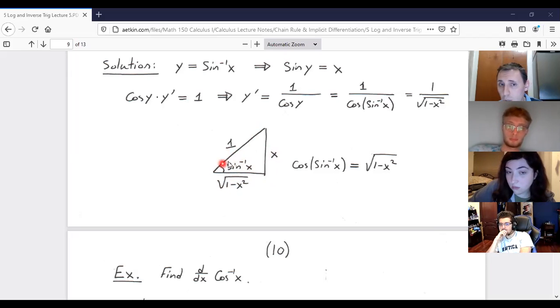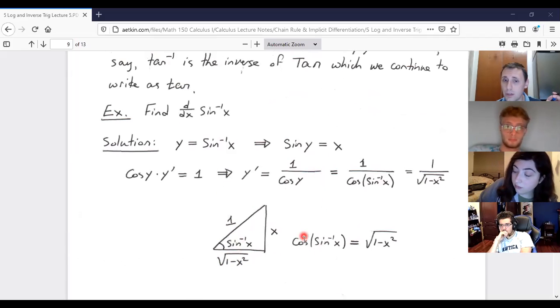So if I apply cosine, are you following me, guys? If I apply cosine, what do I get? I get adjacent over hypotenuse. I get root of 1 minus x squared. So I know that cosine of sine inverse of x is root 1 minus x squared. Clear?